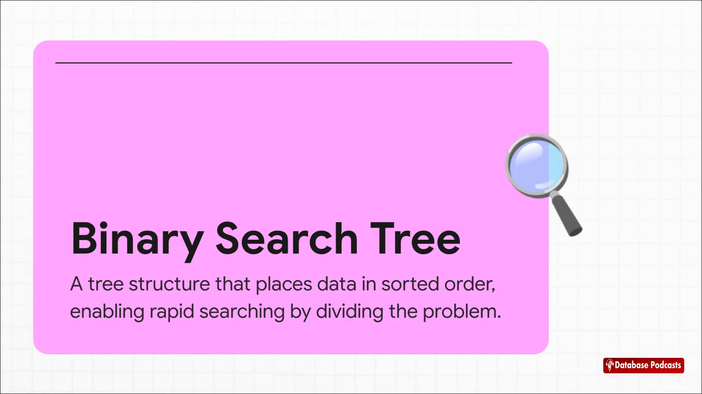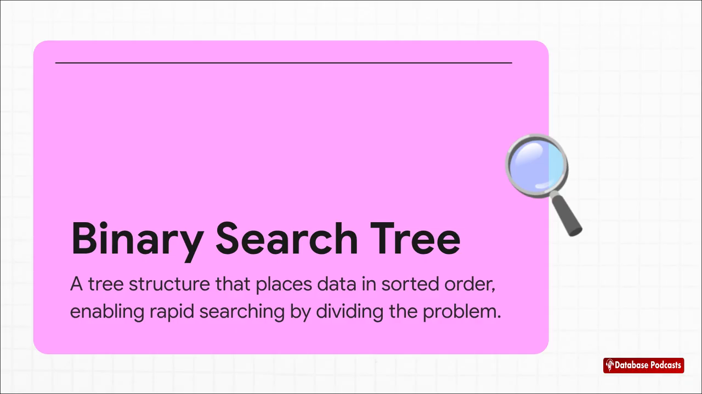Think about looking up a word in a physical dictionary. You don't start at A and flip every page, right? No, you open it right to the middle, you see if your word comes before or after that page, and bam, you've just eliminated half the book in one move. A binary search tree does precisely that with your data, chopping the search area in half over and over again until it zeroes in on your item. It's a huge leap forward.